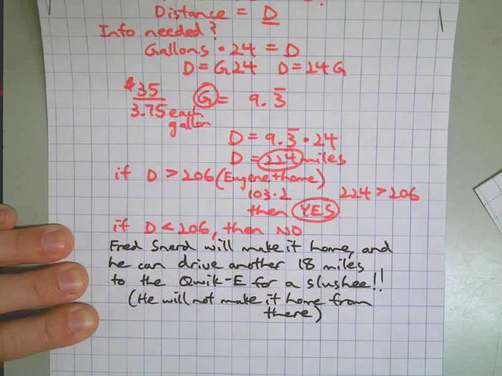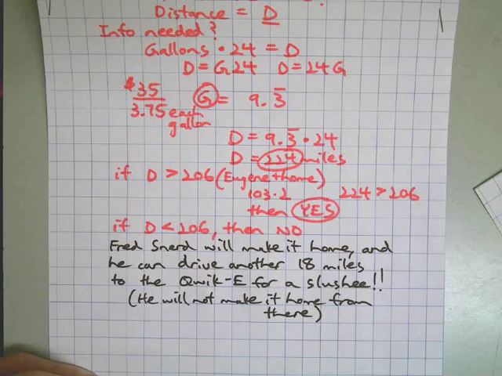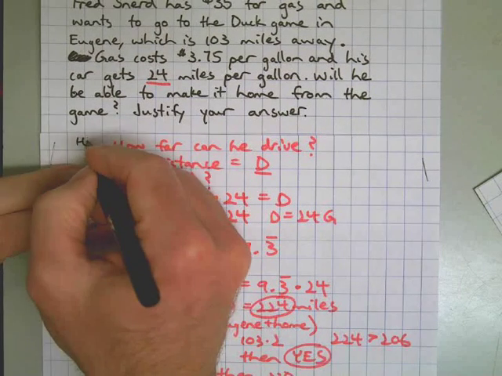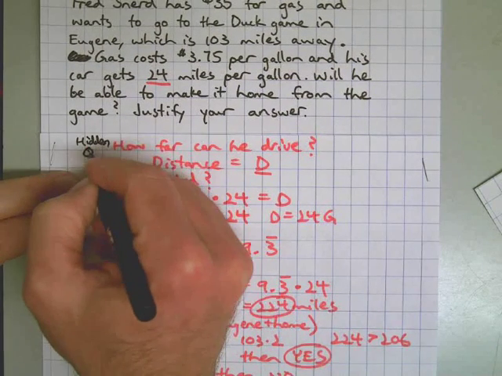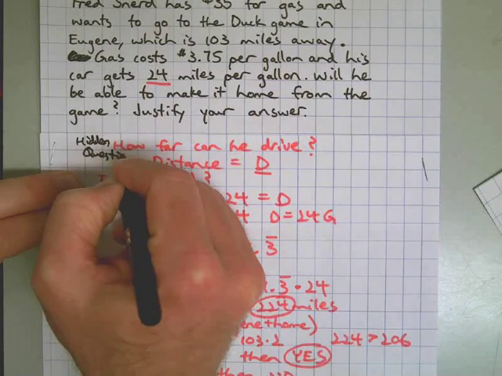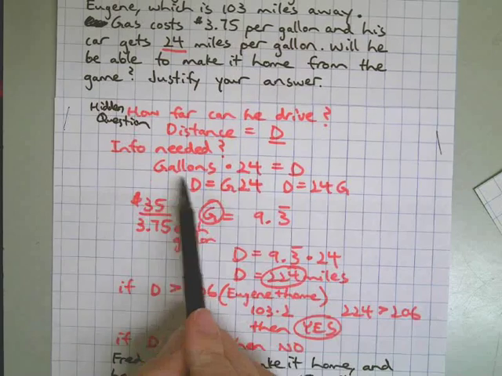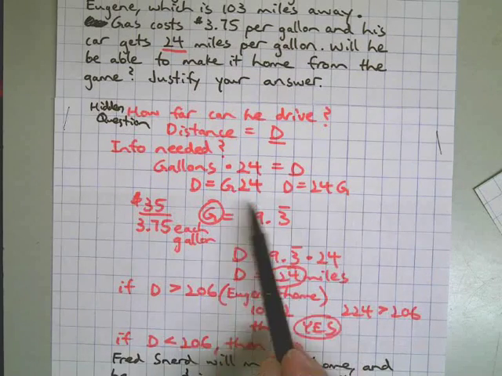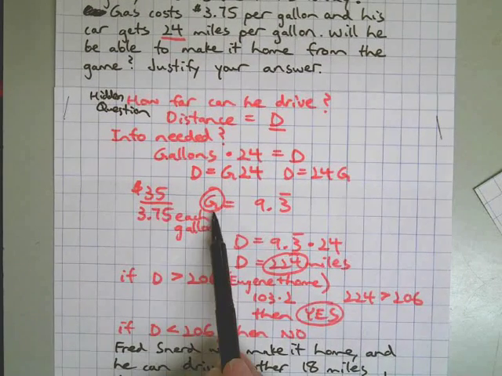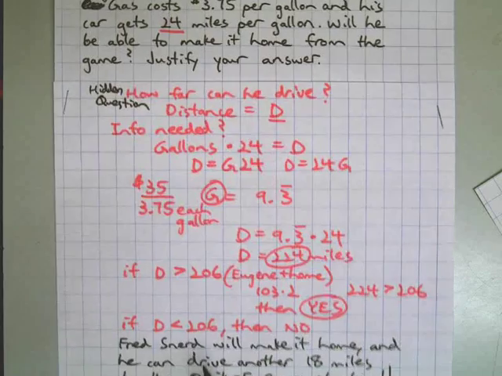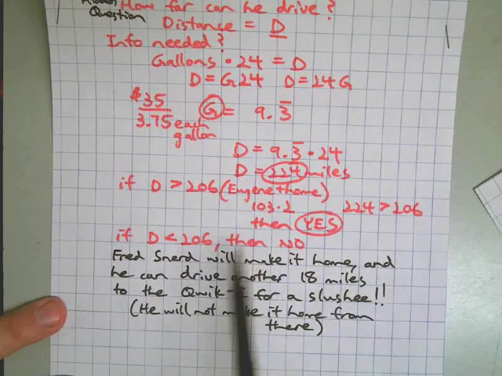Okay, so all of that is all fun and games, but the math that happened here is, let's review. We found the hidden question, which is how far can he drive. Made a variable, decided if we had enough information to get that. We did not, so we found that information. We needed how many gallons he needs. Gallons times his mileage gave us his distance, and then we had to make a decision based on that answer.